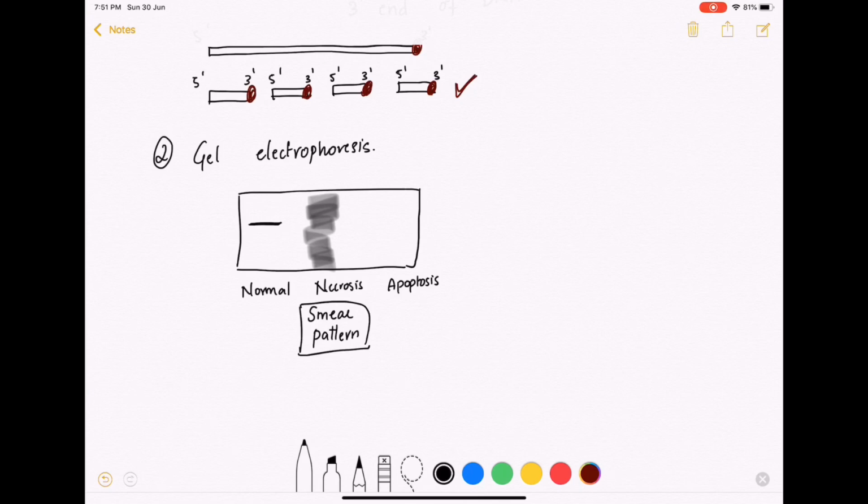This is because there is DNA damage seen in necrosis. In case of apoptosis, we see a step ladder pattern, again because of DNA fragmentation. And this is very characteristic, and we really must remember this.